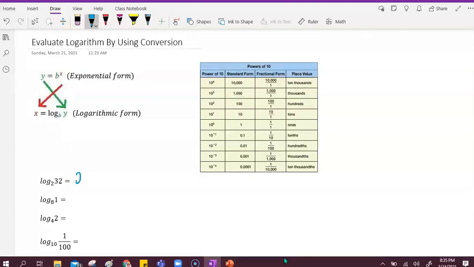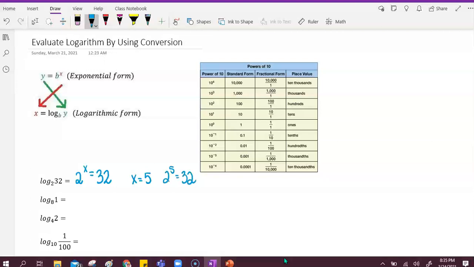So base of 2 to the power of x is equal to 32. And then once we change it into exponential form, it becomes pretty easy to solve because we know that x is going to be 5, because 2 to the 5th is equal to 32.